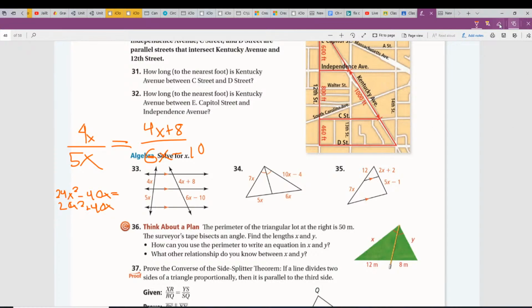Okay. I really want to be precise here. So 20x. Okay, so we have those two equal to each other, and we're going to subtract 20x squared from both sides. Get rid of this. So we have 4x squared minus 40x is equal to 40x.